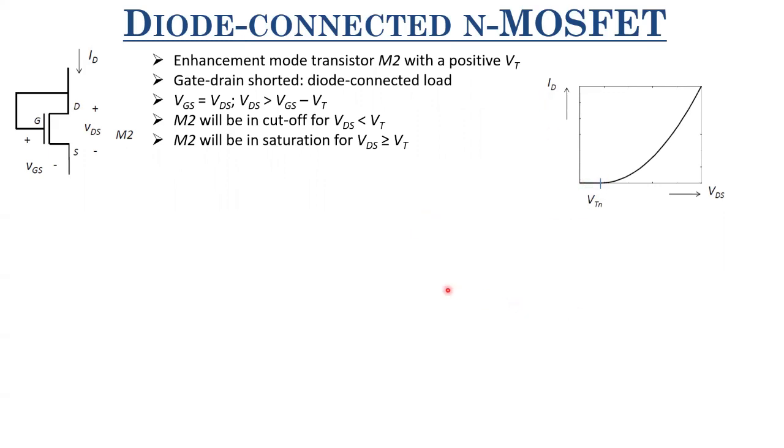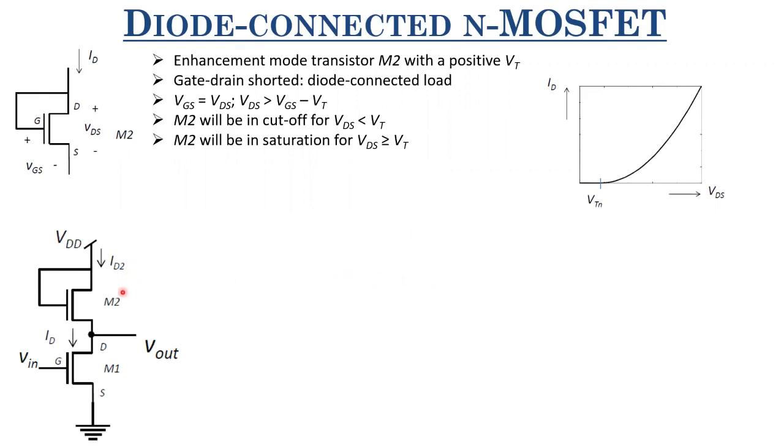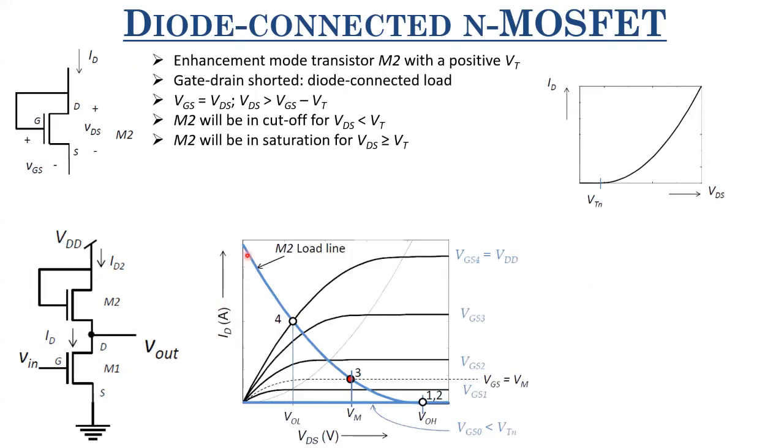Now that we know the characteristics of this diode connected N MOSFET, let us look at the characteristics of the inverter in which this resistor is replaced by this diode connected load. In such a scenario, this ID2 is the same as ID. Therefore, this forms your primary element and this is your load. For the load, similar to the resistor case, we'll just take its reflection, and then we'll shift it by VDD. Once we do that, and plot the load line characteristics of M2 and overlap it with the output characteristics of the primary element, the N MOSFET, we arrive at this plot.